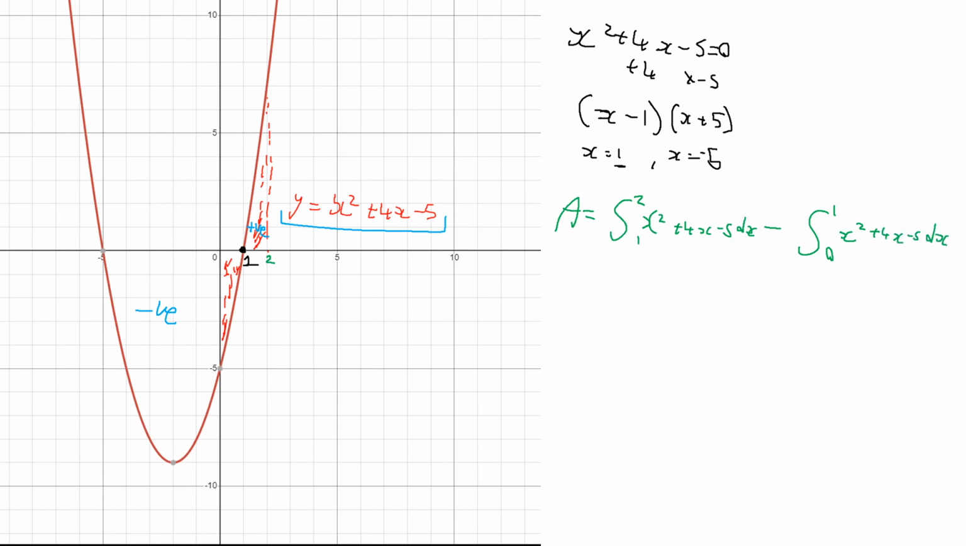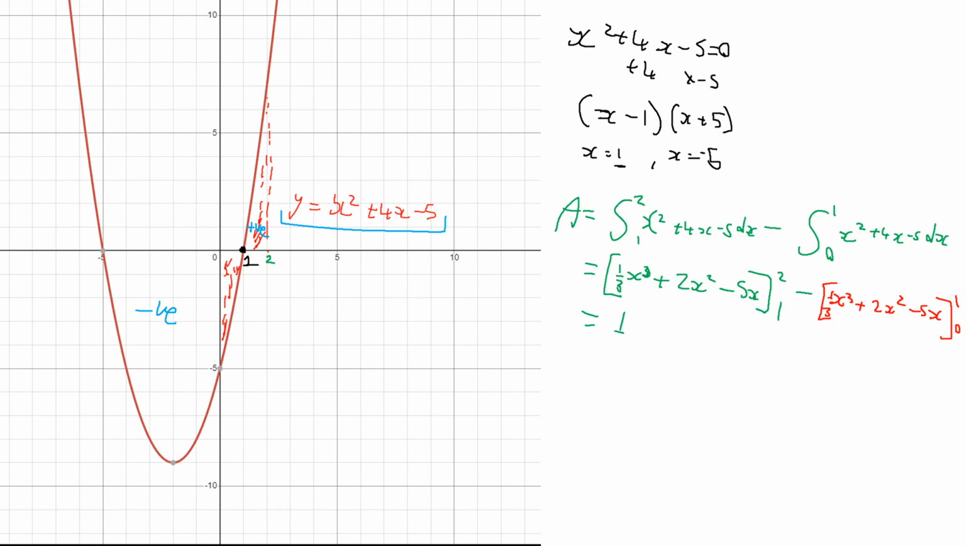So now let's integrate. X squared, the integral is just going to be 1/3 x cubed. 4x, that's just going to turn into 2x squared. And minus 5, that's just going to be minus 5x. And it's between 2 and 1. And we're minusing the exact same thing, only this time it is between 1 and 0.